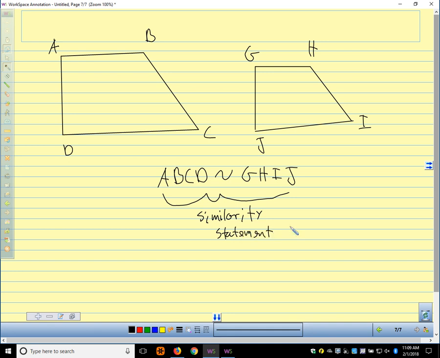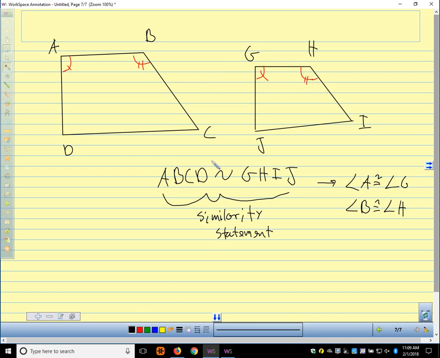And the similarity statement, just like with a congruence statement that we had before, tells us how the pieces match up. So because of this, angle A matches with angle G. So angle A is congruent to angle G. If I mark that here, those two angles would be congruent. It tells us that angle B is congruent to angle H. So the second angle matches up with the second angle. So those two would be congruent.